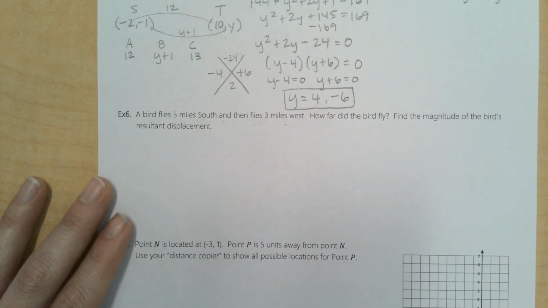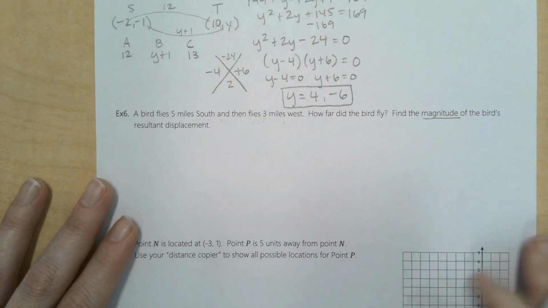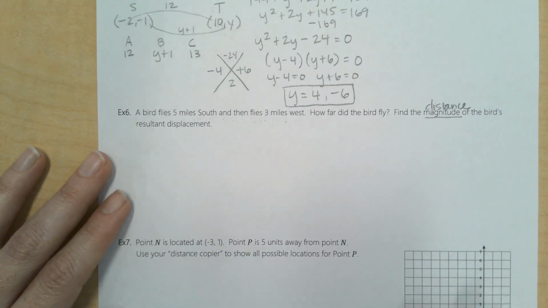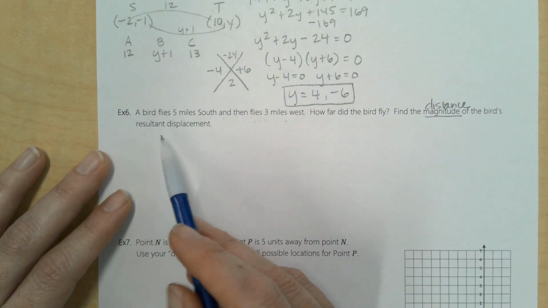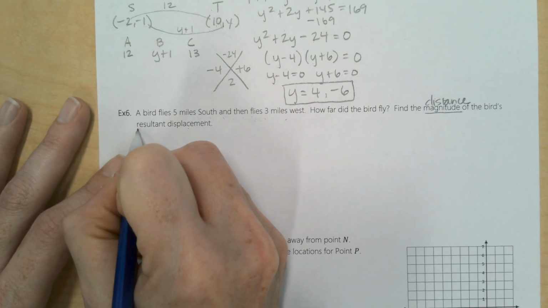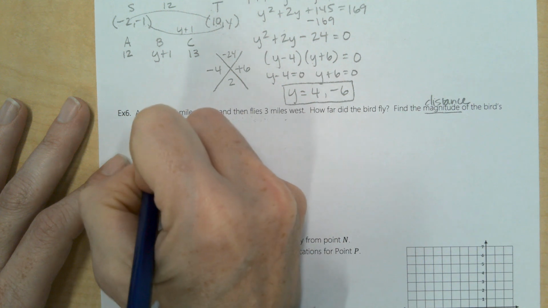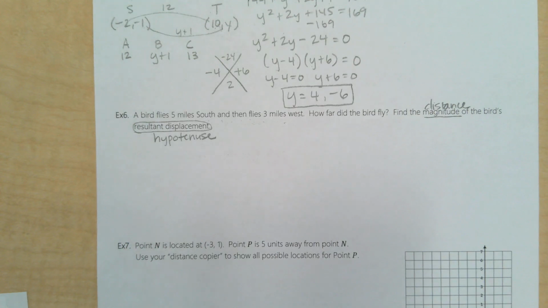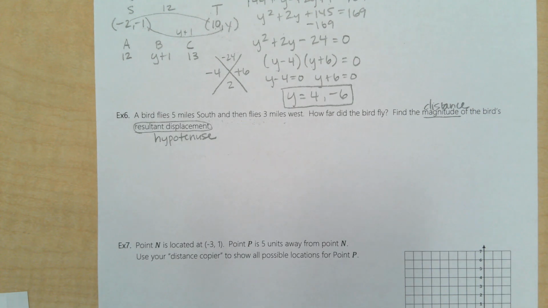Okay. Again, what does magnitude mean? Distance. Okay. Now, resultant displacement. Resultant displacement is your hypotenuse. It's where the bird started to where the bird ended, the shortest distance from one place to the other. So it's going to be your hypotenuse.